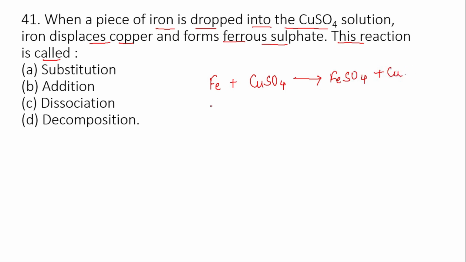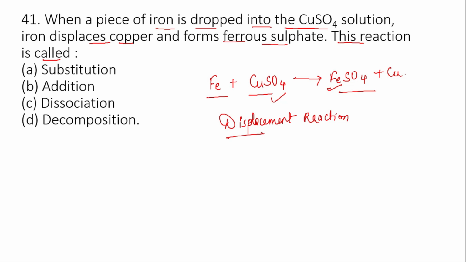So this is the equation. In this equation you will find that Fe is displacing Cu from its salt and becoming FeSO4. We know that this reaction is termed a displacement reaction. But in the options there is no option given as displacement. So what will be the correct option, right?